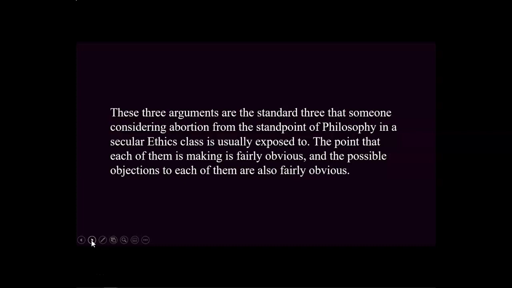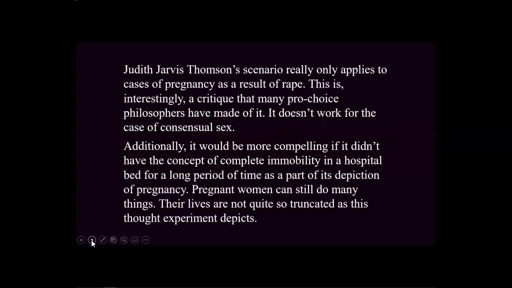But the point that each of them is making is fairly obvious, and the possible objections to each of them are also, I think, fairly obvious. Judith Jarvis Thomson's scenario really only applies to cases of pregnancy as a result of rape. I mean, it doesn't fit with anything else. This is interestingly a critique that many pro-choice philosophers have made of it. They say, well, there's a great argument for rape, but it doesn't work for the case of consensual sex.